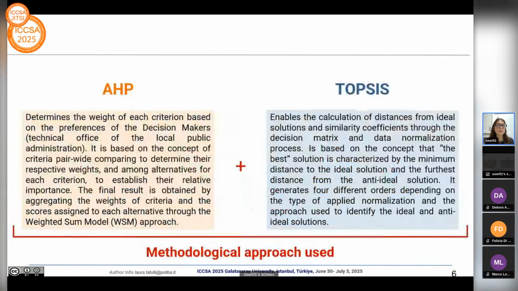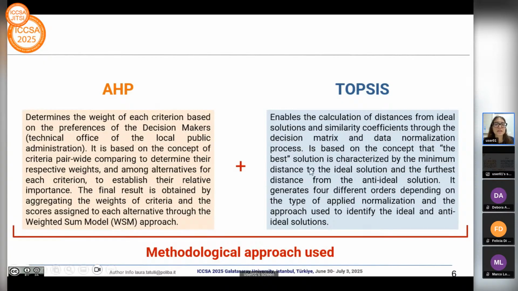So of the two techniques combined for this work, the first one allows us to determine the weight of each criterion based on the preferences of the decision maker. For this study, the DMs are the technical office of the local public administration. This technique is based on the concept of criteria pairwise comparing in order to determine the respective weights and among alternatives for each criterion to establish their relative importance. The final result is obtained by the aggregation of the weights of the criteria considered and the scores assigned to each alternative through the WSM approach. So the AHP was combined with the TOPSIS, sorry.